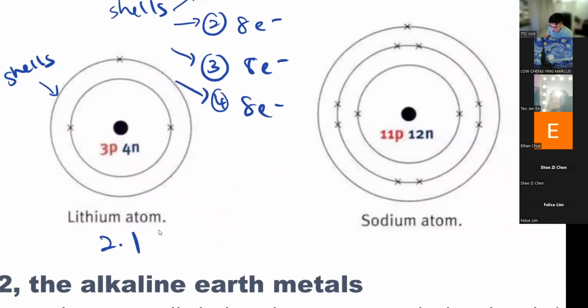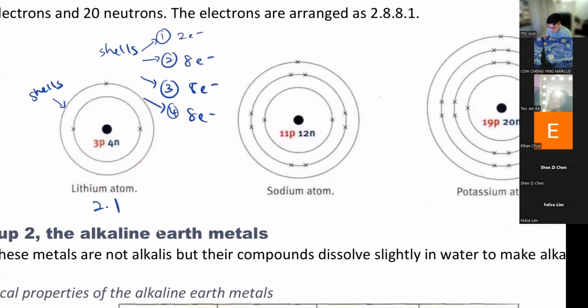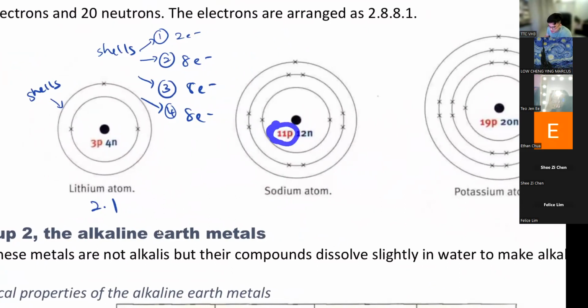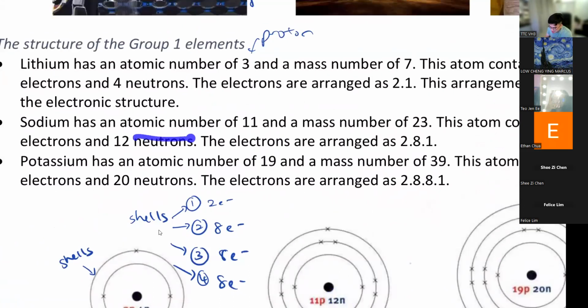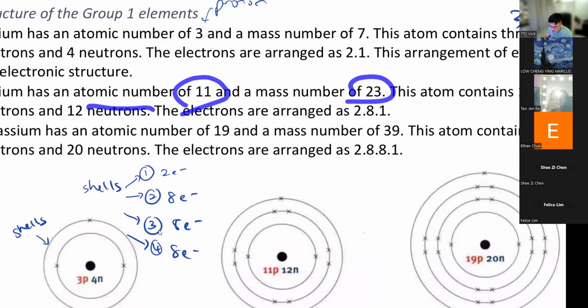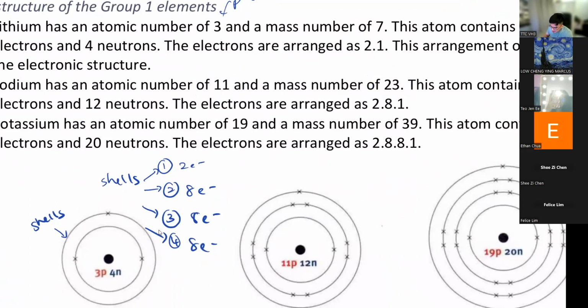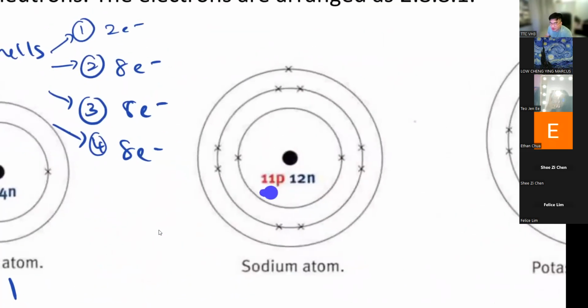All right, and of course, let's look at sodium. Sodium has 11 protons and 12 neutrons. The atomic number is 11 and the mass number is 23, so it has 12 neutrons. Since I have 11 electrons, in the first shell I put 2, and then in the second shell I put 8: 1, 2, 3, 4, 5, 6, 7, 8. So 2 plus 8 is 10. I have 1 more remaining, so I put it in the third shell.